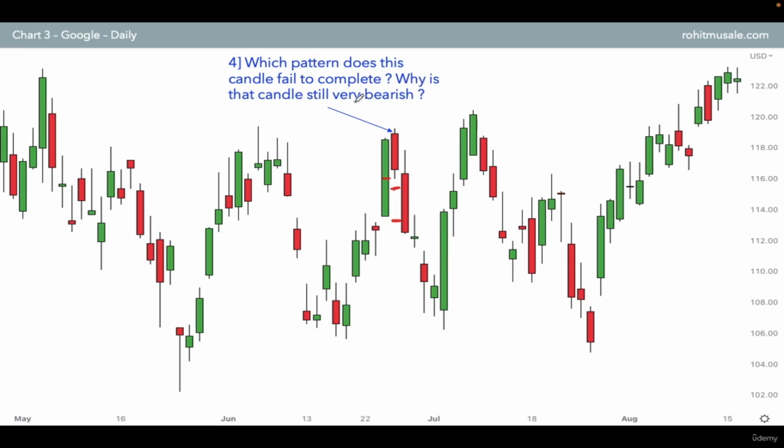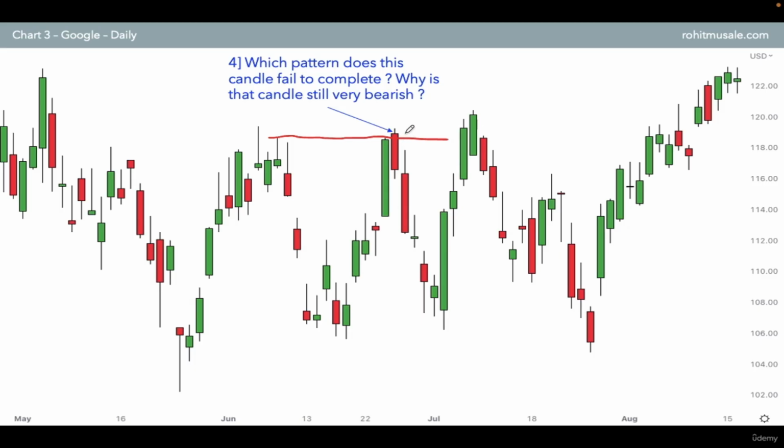Why is that candle still very bearish? Well, if you look at the shooting star, we know that the high of the shooting star becomes resistance. So if you draw this resistance line here, you see that the red candle opens above the resistance line but closes below it. So it fails to hold that resistance, fails to break that resistance line.